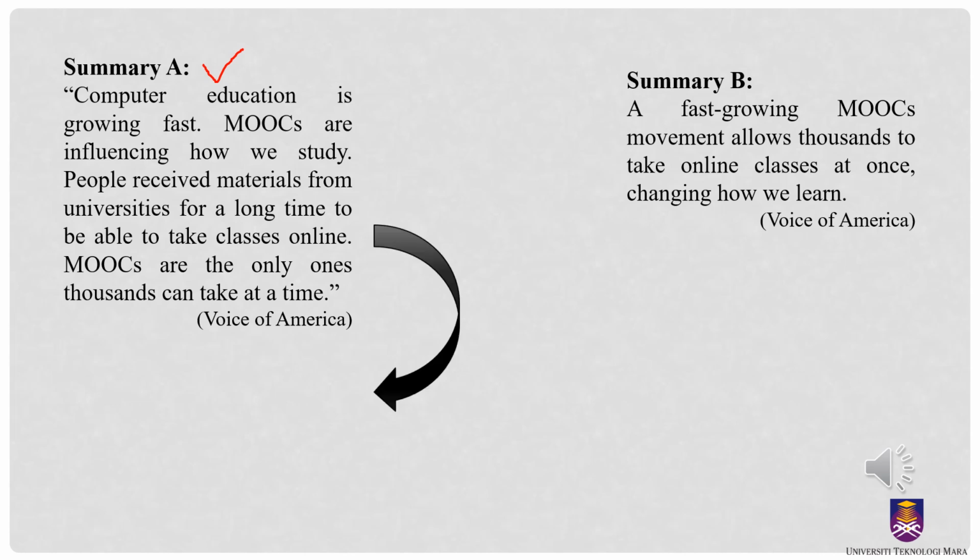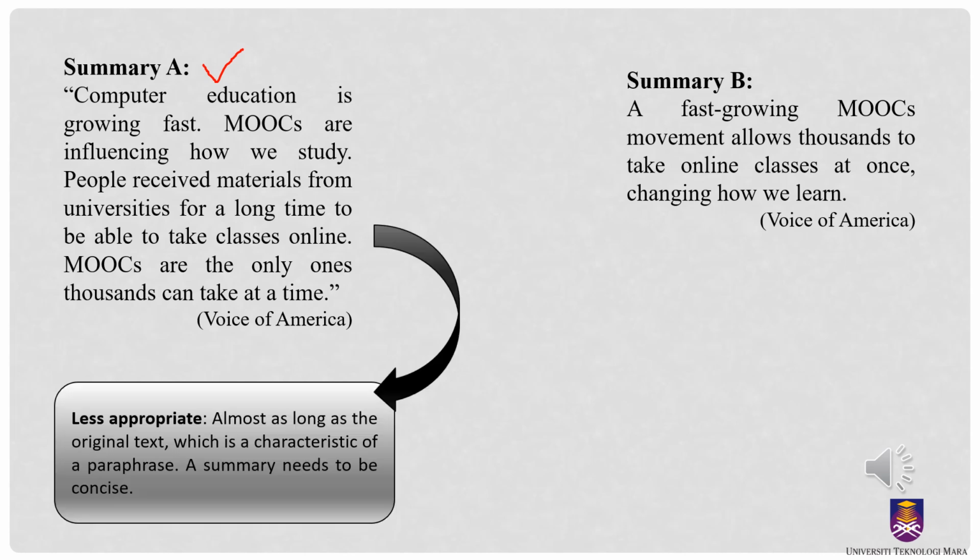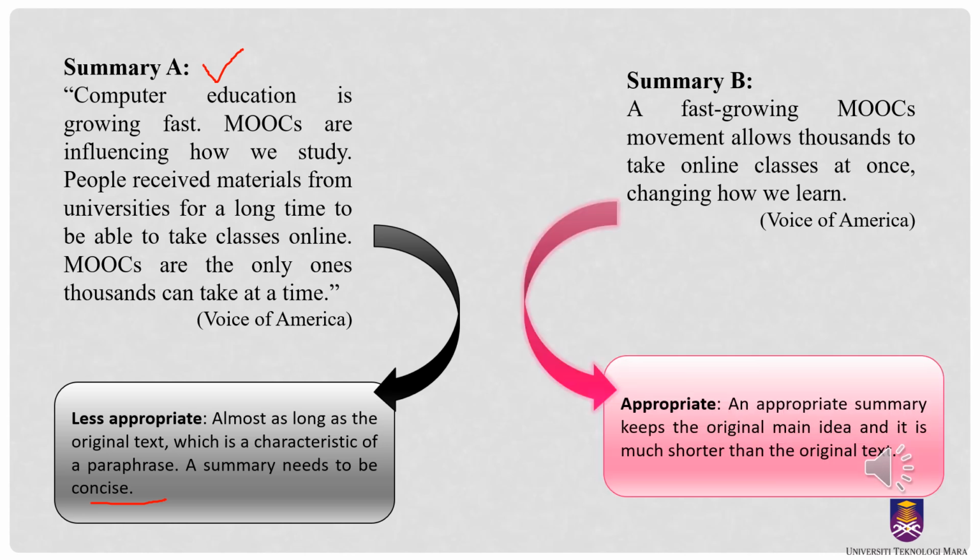So for summary A, this is considered as less appropriate because it is almost as long as the original text, which is a characteristic of paraphrase. So a summary needs to be concise. And then let us look at summary B. So this is considered as the appropriate answer because it keeps the original main idea and it is much shorter than the original text.